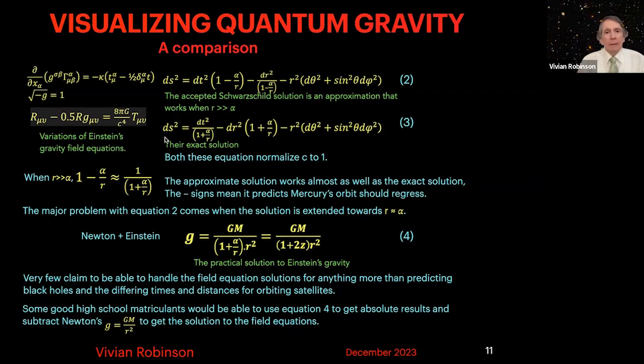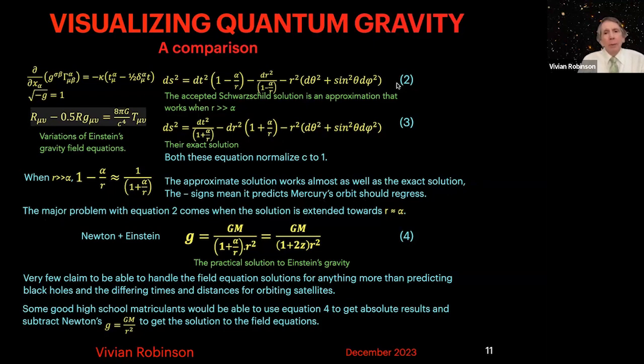Now here, this is the exact solution. When r is much, much greater than alpha, then 1 minus alpha over r approximately equals 1 over 1 plus alpha over r. I mean, 1 minus a millionth, you get out your pocket calculator and you'll find it's equal to 1 over 1 plus a millionth. It's quite a valid approximation. And that is why the approximate solution works quite well, almost as well as the exact solution, except for this incorrect prediction of Mercury's orbit.